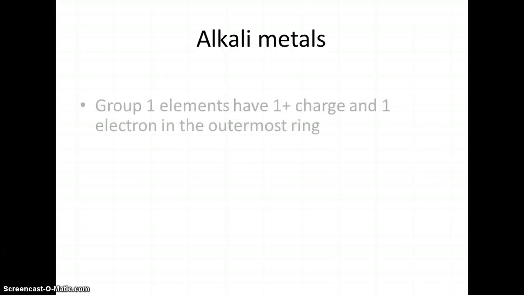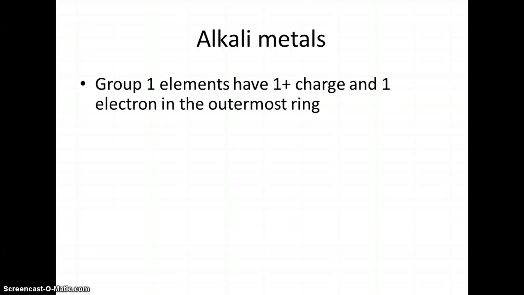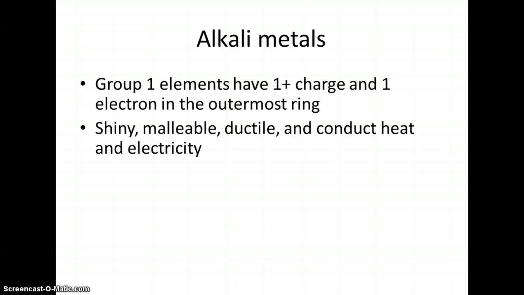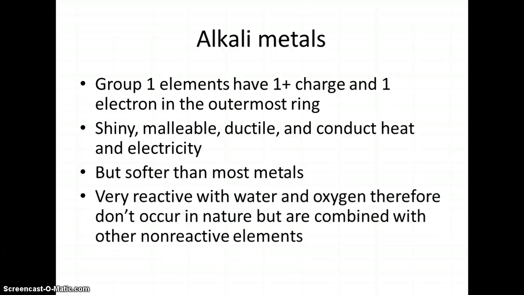So first thing, alkali metals, we find them in group 1 elements. They have the 1+ charge because they can give up that 1 electron in their outermost ring. These have the same properties as every metal does. They are shiny, malleable, ductile, and conduct heat and electricity. The thing that you want to put down in your table is what makes them different. The differences that we see, they are extremely soft metals, very, very soft metals, so soft that you can literally cut them with a knife.